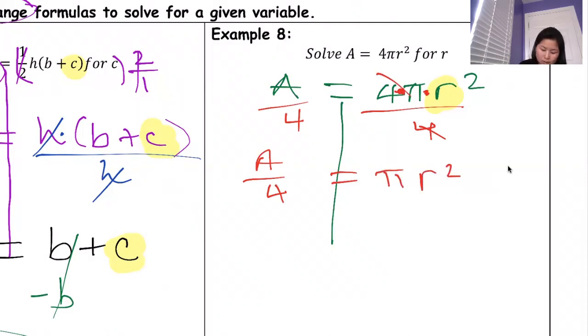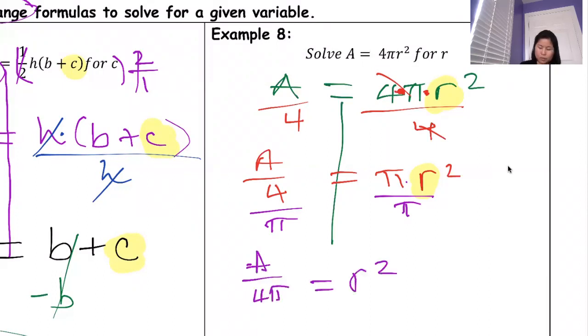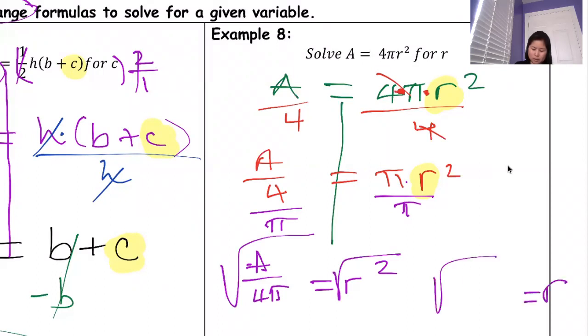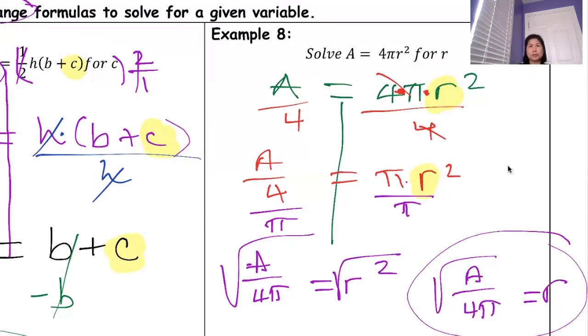Then again, we need to solve for R. So this R, that's the one we want. So we know that we have to move the pi. When you divide, it's on the bottom, so it will be A over 4 pi equal R squared. You may remember, you may not remember, when you solve for the one with a square, to solve it, you take the square root. So my final answer is going to be the square root of A over 4 pi. Right now we're not going to worry about simplifying. We could simplify the 4, but that's something that we'll talk about later.